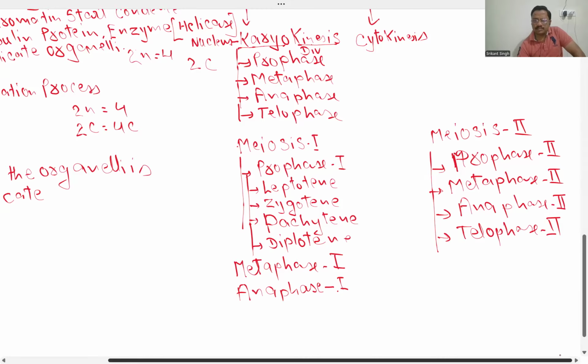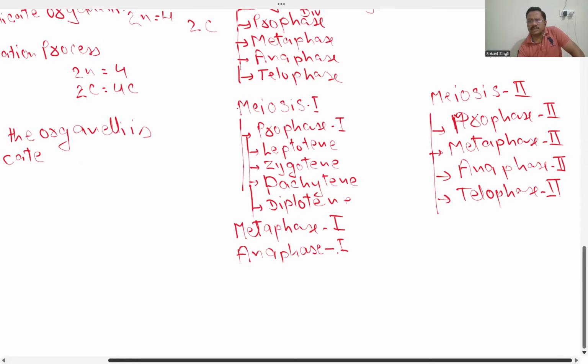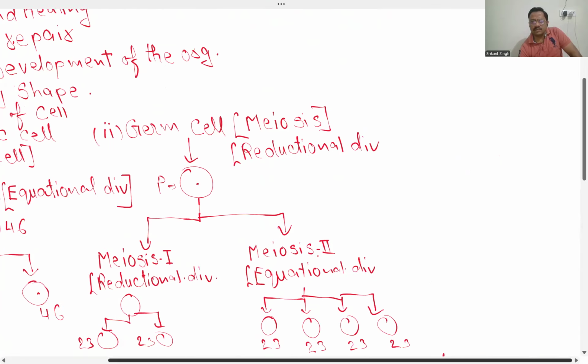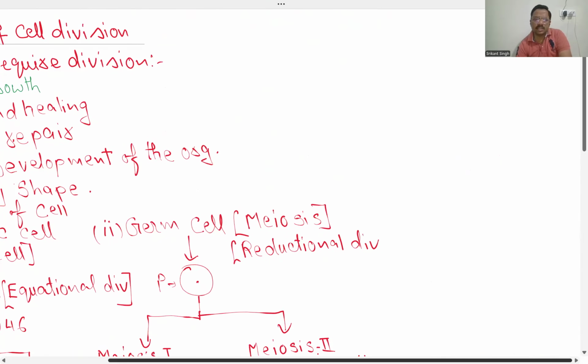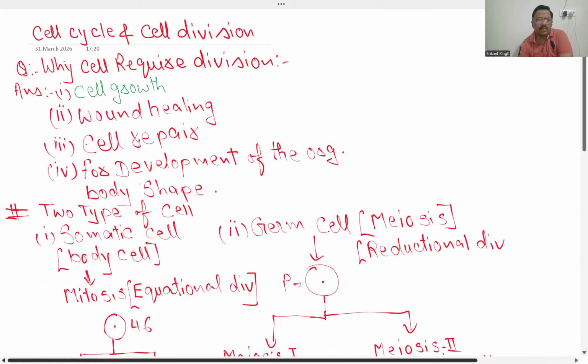Now, this is the complete cell division explanation and classification. I'll show you, beta. Now go for it.